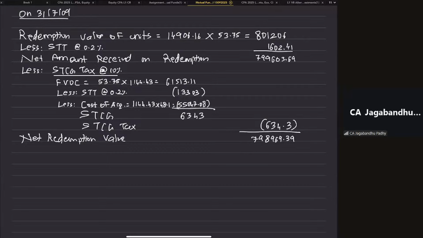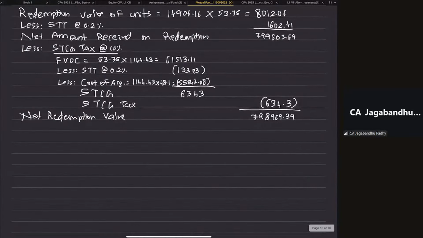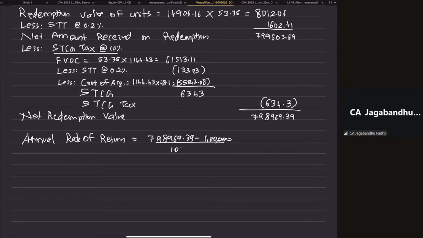Everyone, now how do we get the annual rate of return? Annual rate of return is going to be the closing value, which is 7,98,969.39, minus the original investment of 1 lakh, upon the original investment of 1 lakh.